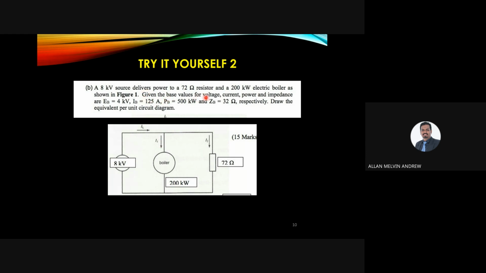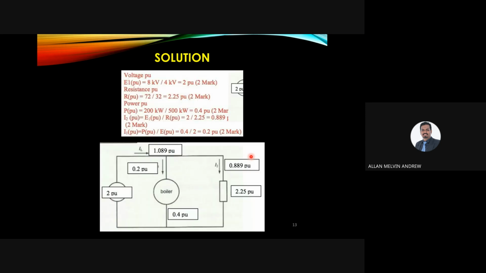Okay, so base values are given. Earlier the question asked you to find the base value. Here the base value is given, so you need to find the actual value. Then draw the equivalent per unit circuit diagram. When they ask you to draw the equivalent circuit diagram, you need to draw the same circuit, just with these values replaced with PU values. Okay, so this is the answer.